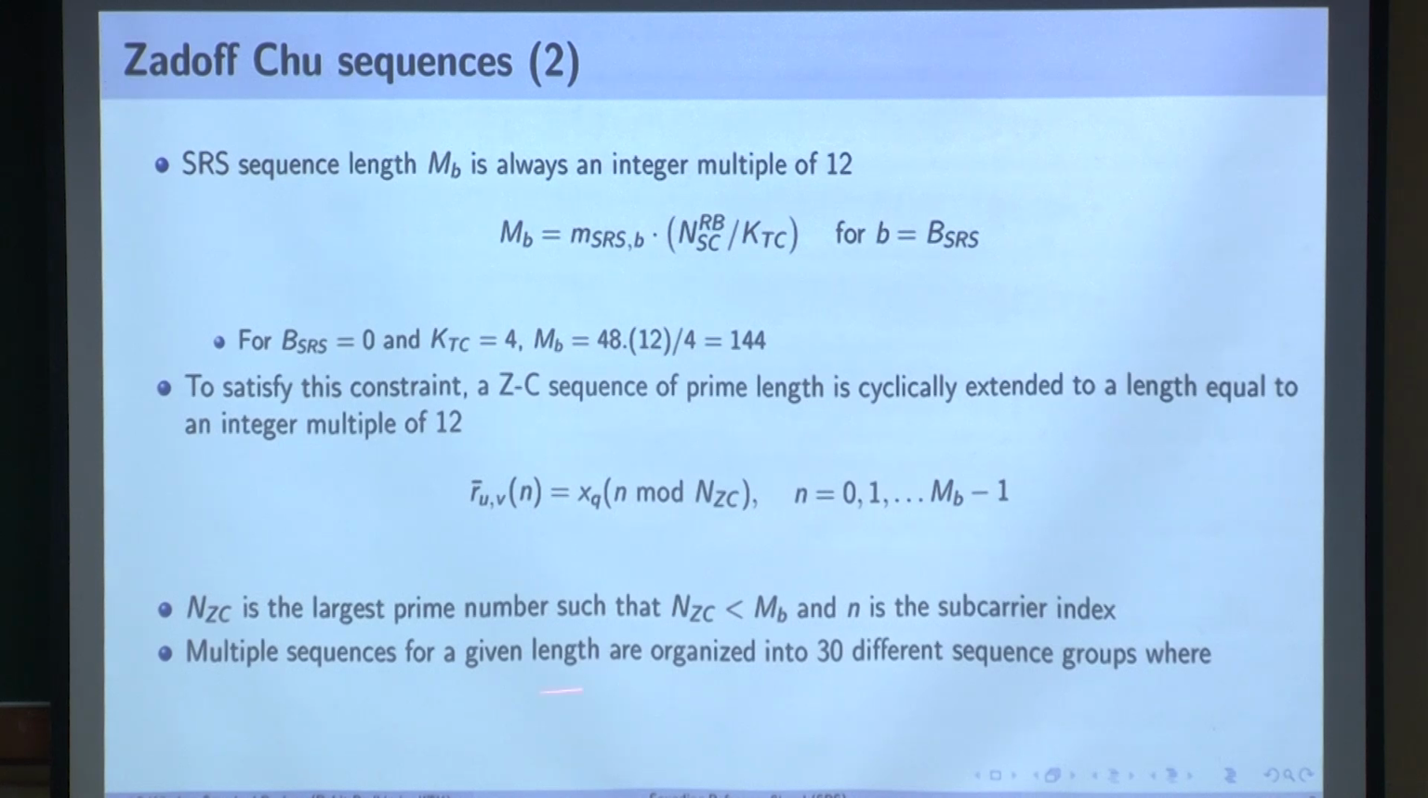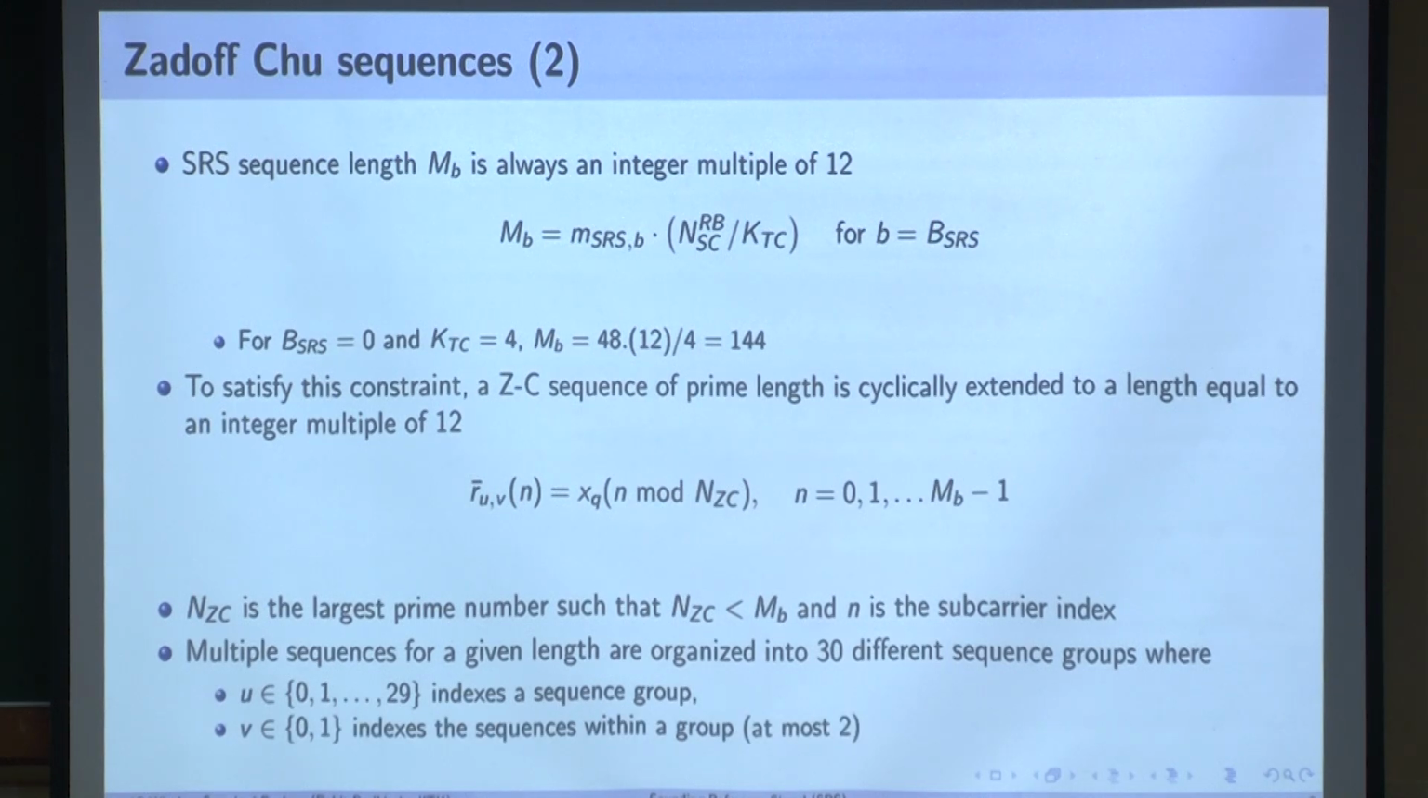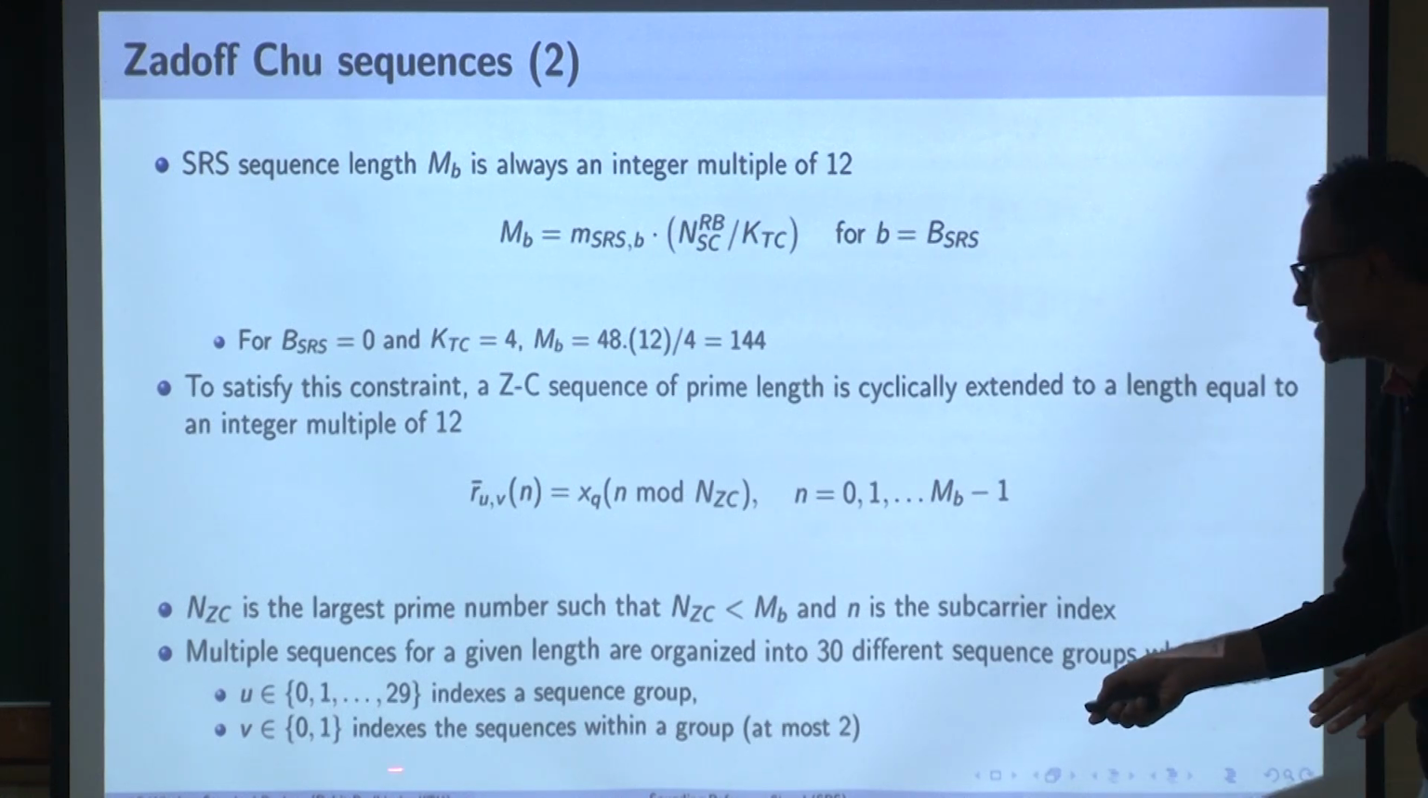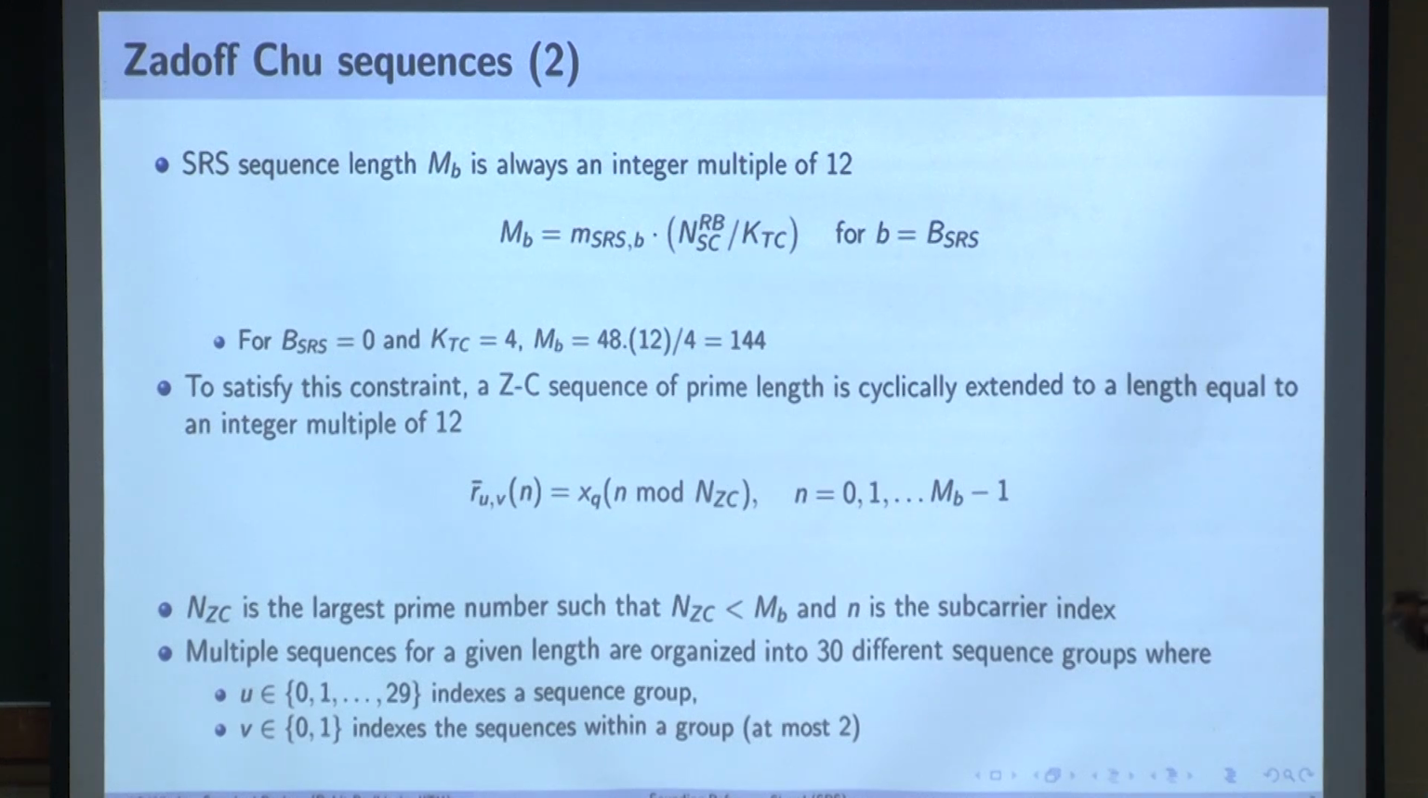There are certain other facts about this sequence. Multiple sequences for a given length are organized into 30 different sequence groups. You can generate many sequences, depending on which N_ZC you pick, so you arrange them into 30 sequence groups. That's what u is here, and v indexes the sequences within a group. I'm not going into the detail of how they are arranged into a sequence group and then indexed within a group.